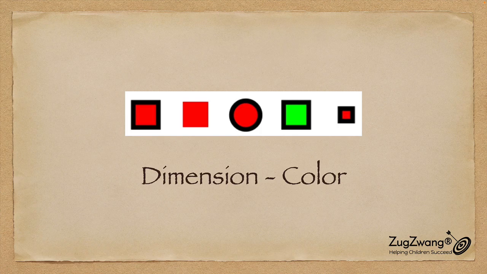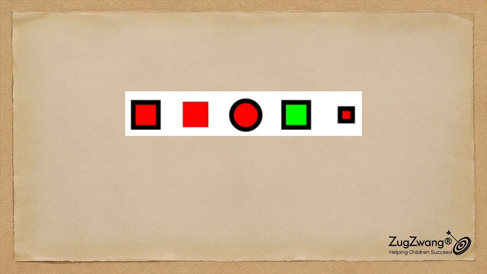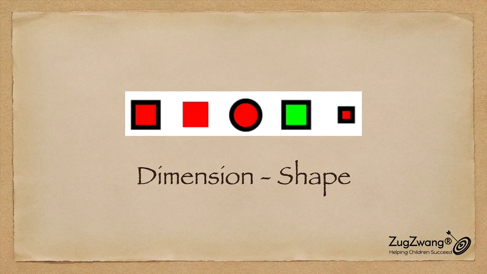But I'm already sensing that you don't buy completely into it. Fair enough. Let's look at other possible dimensions. Let's take the dimension of shape. You can see that there are 4 squares but only 1 circle. So you could say that based on the dimension of shape alone, the 3rd one would be the odd one out.